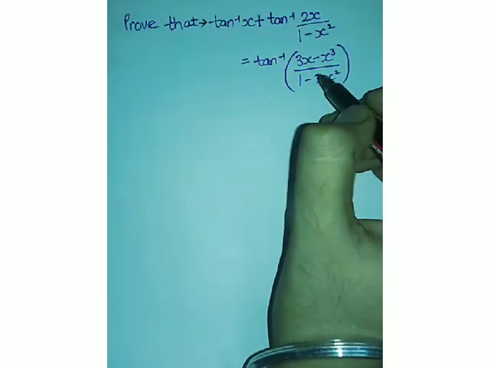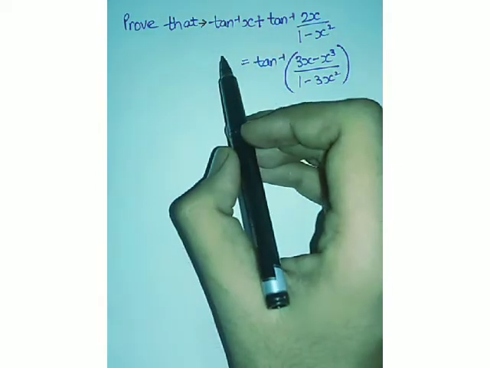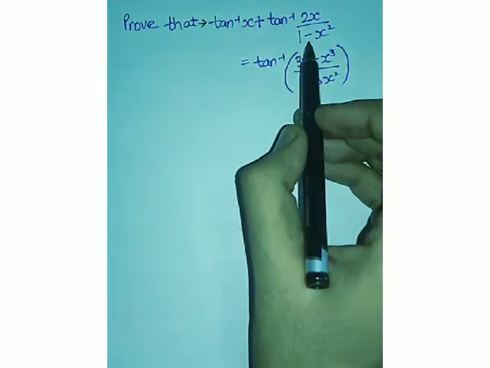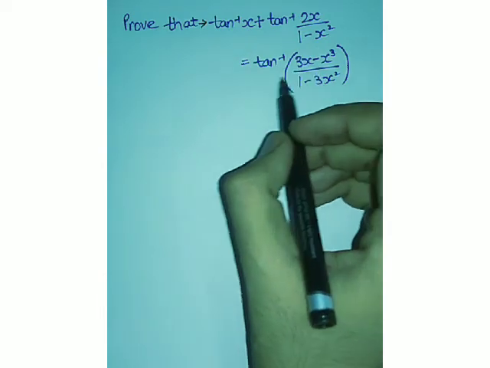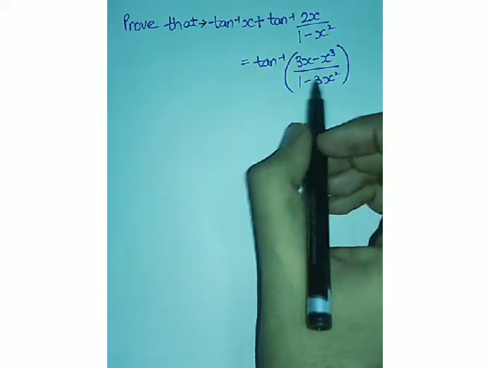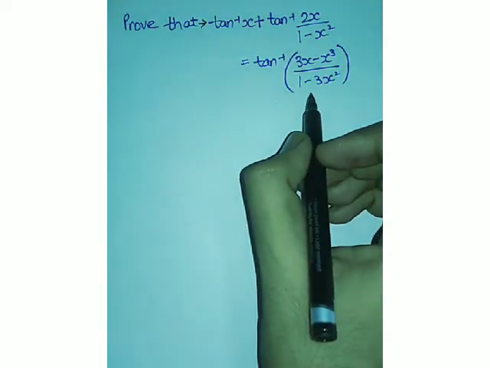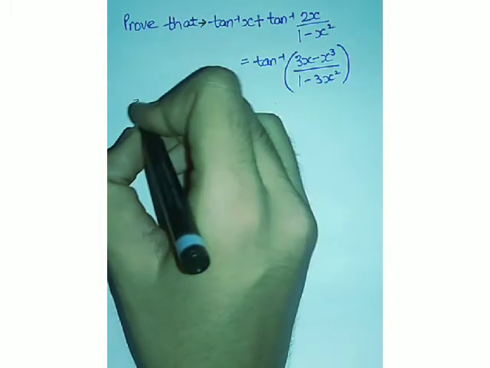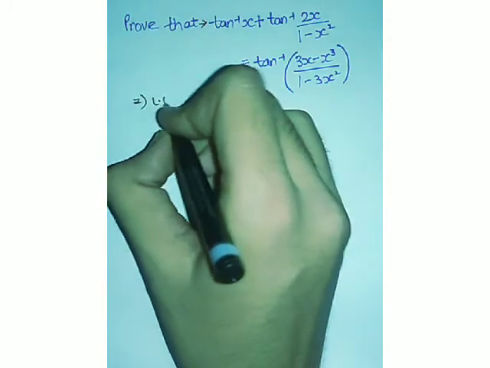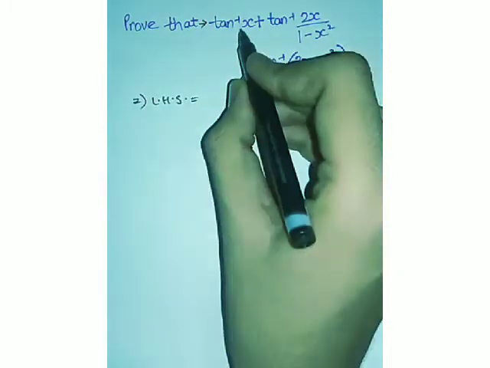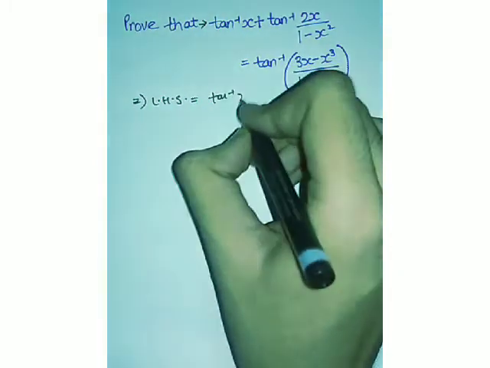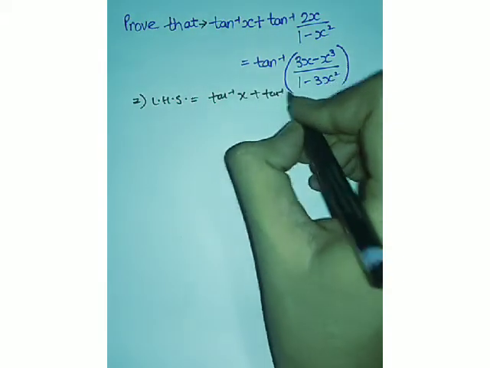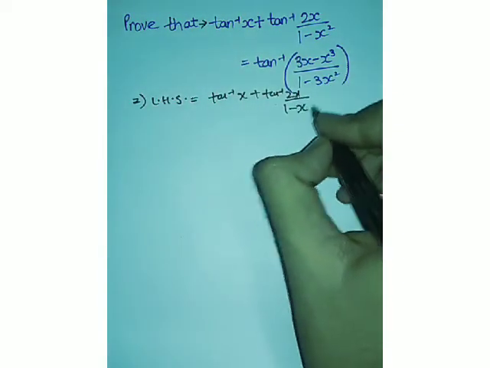It's example 7, and we have to prove that tan inverse x plus tan inverse 2x upon 1 minus x square is equal to tan inverse 3x minus x cube over 1 minus 3x square. To prove this, we'll use the basic technique in which we first consider the left hand side, right? So what is the left hand side? That is tan inverse x plus tan inverse 2x upon 1 minus x square.